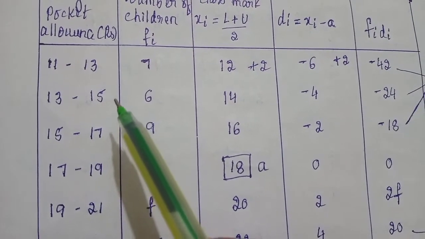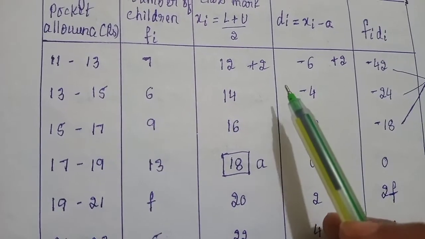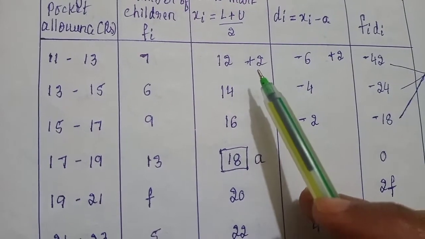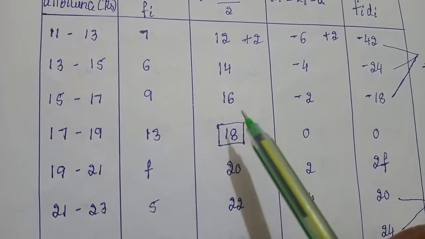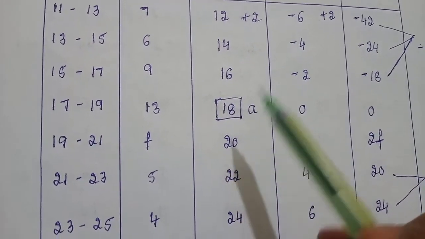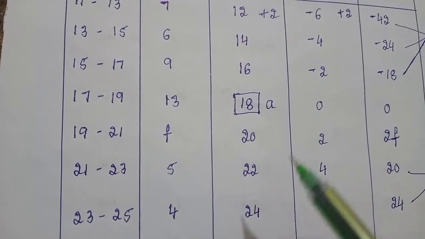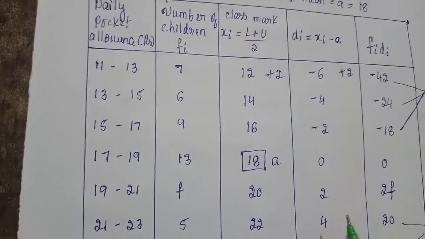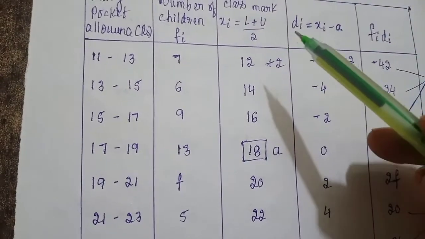What is the class size here? 15 minus 13 is 2. 2 is the class size. So go on adding 2. 12 plus 2, 14. 14 plus 2, 16. 16 plus 2, 18. 18 plus 2, 20. 20 plus 2, 22. And 22 plus 2 is 24. Now we got the xi column.